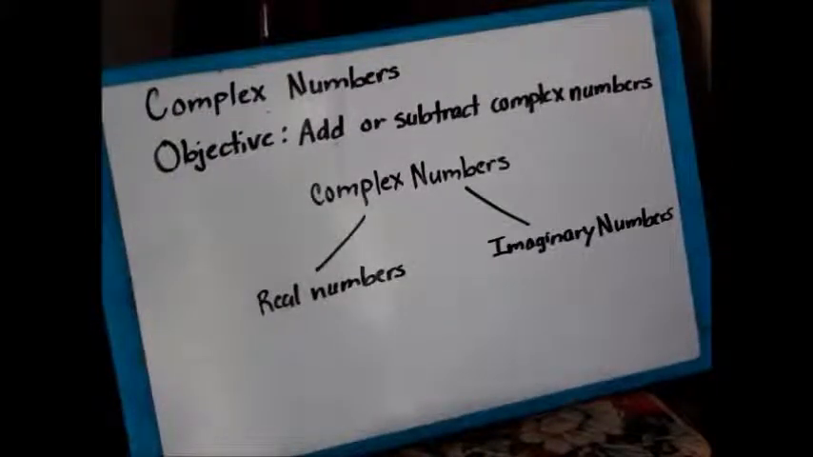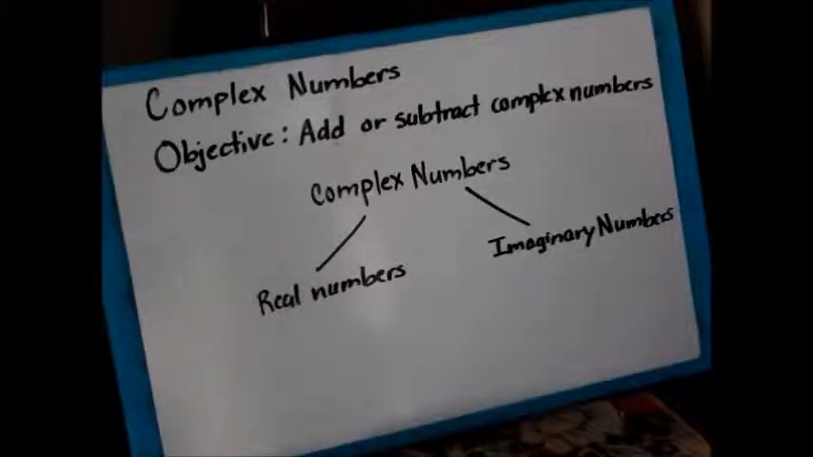Now let's look at complex numbers. Our objective is to add or subtract complex numbers. To construct a complete number system, we shall define sums of real and imaginary numbers. We call these complex numbers. The definition of a complex number: a complex number consists of all sums a plus bi, where a and b are real numbers and i is the imaginary unit. The real part is a and the imaginary part is bi.